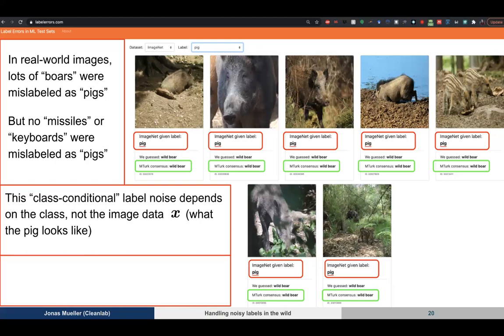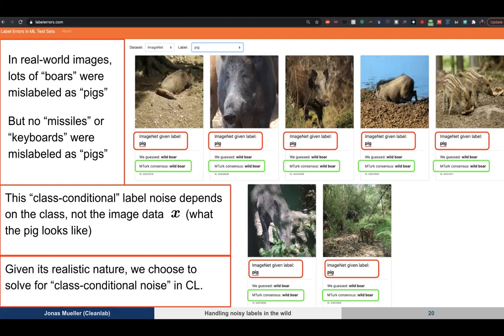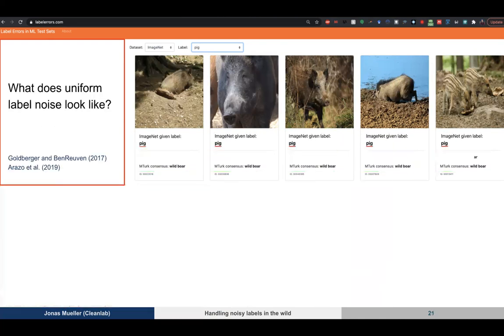And you can see here that the label noise really doesn't depend too much on what the actual image data itself looks like, right? These look like boars to us. And if you look at other boars, they look very similar. These don't really look like particularly pig-like boars. So you can see that the label was just flipped to pig, even though these don't look more like pigs than the other boar images in ImageNet if you go look at them. And so this kind of assumption seems pretty reasonable for a data set like ImageNet.